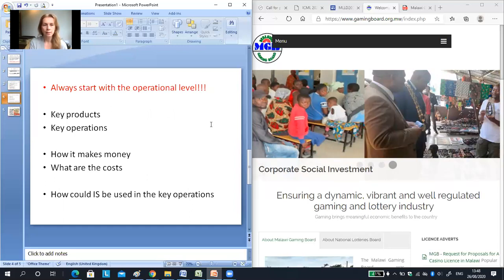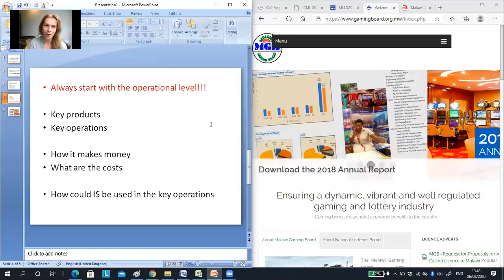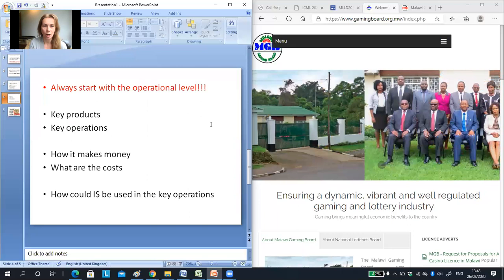Before we do that, I want to give you a few tips. Always start with the operational level. This is the level that will be most familiar to you as a consumer or as somebody who has known or interacted with the company.